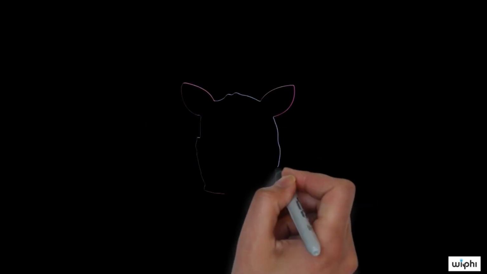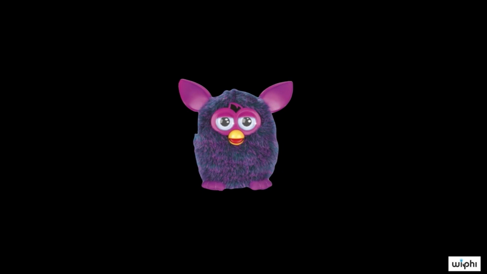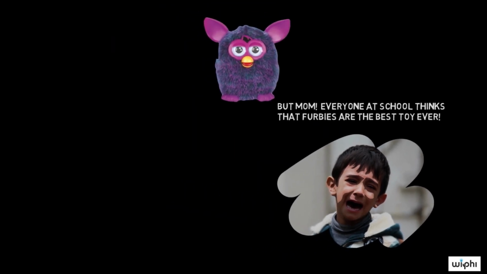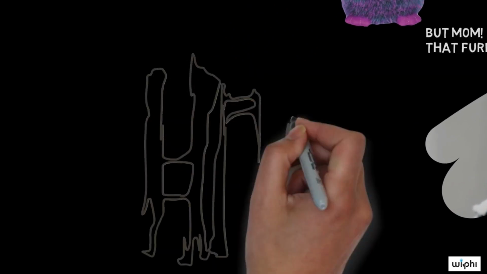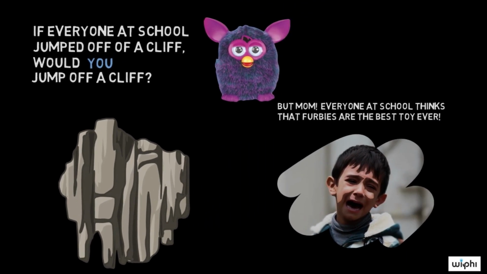Now let's start with a walk down memory lane. Do you remember ever trying to cajole your parents into buying you the latest fad toy, say a Furby, by whining about how everyone at school thought that Furbies were the best toy ever, so they must really be the best toy ever? Your parents probably responded by saying something like, "If everyone at school jumped off a cliff, would you jump off a cliff?" Your parents were, in fact, calling you out for making an appeal to the people.